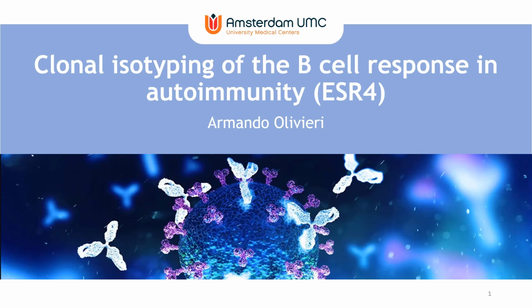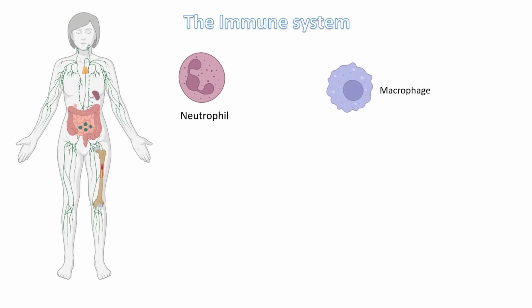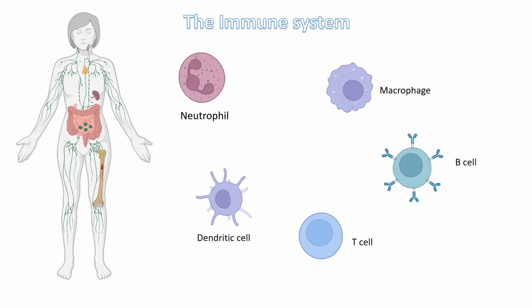ARCAID program. I am working on clonal isotyping of B-cell response in autoimmune diseases. The immune system is a complex network of biological processes that protects our organism from diseases. There are many characters involved, among which neutrophils, macrophages, dendritic cells, T cells and B cells.